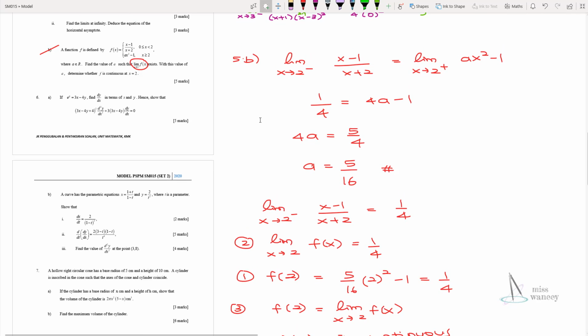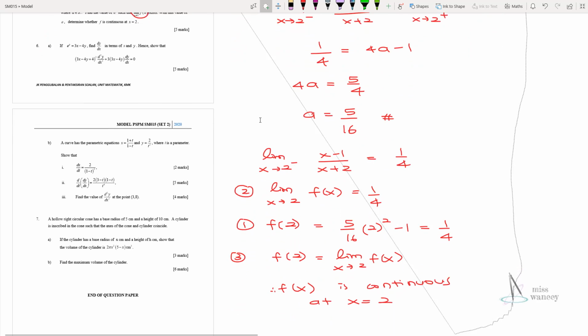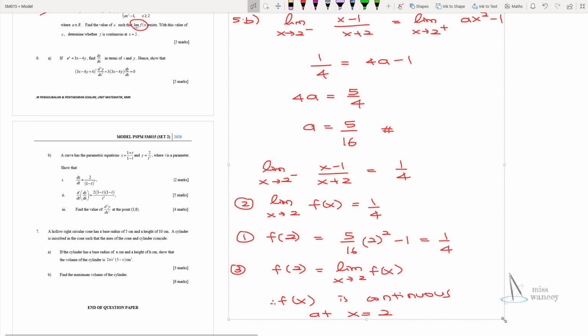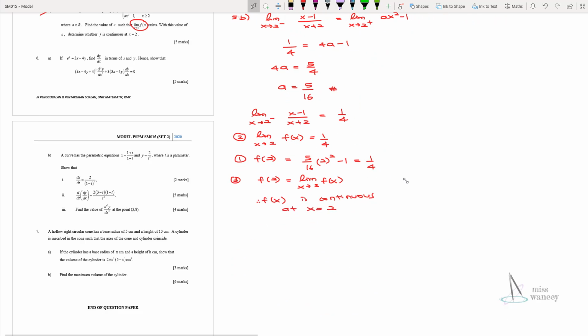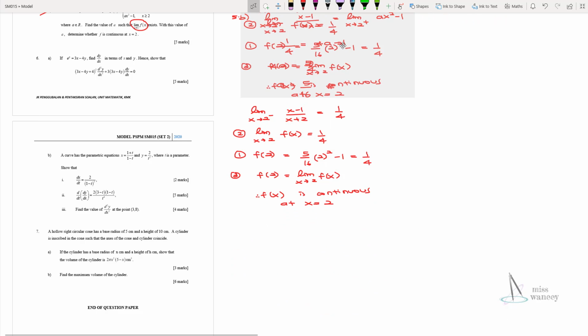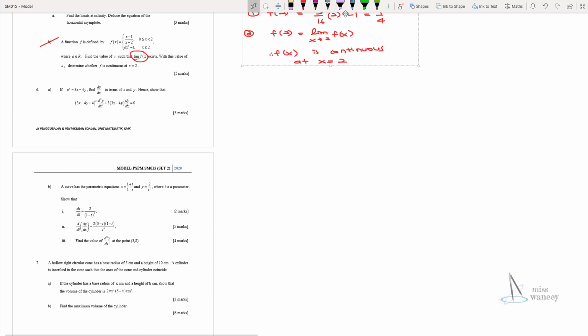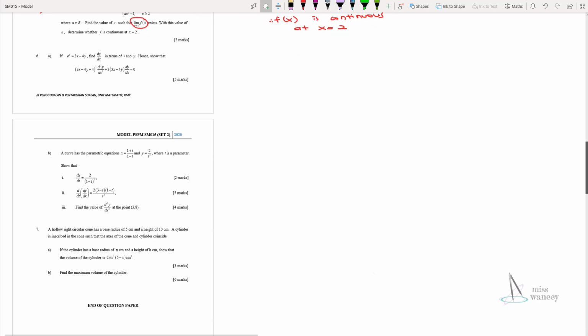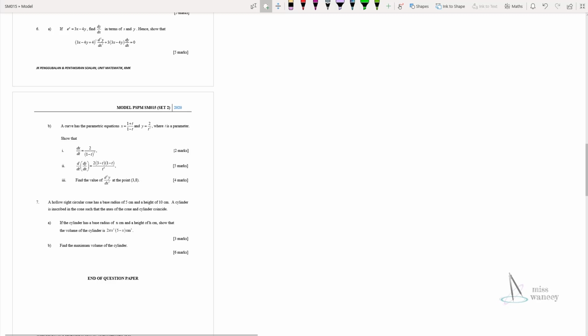Okay, so done with this. Okay, so let us proceed with the next question. Yay, after this we got a differentiation question. My favorite, of course. Okay, so let us do question number 6. Okay, so let us start with 6a.